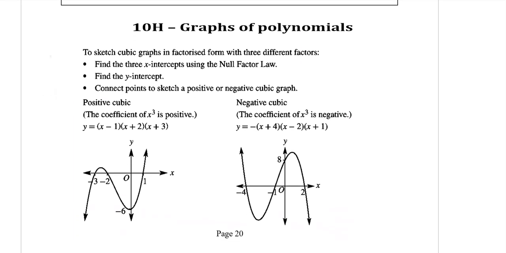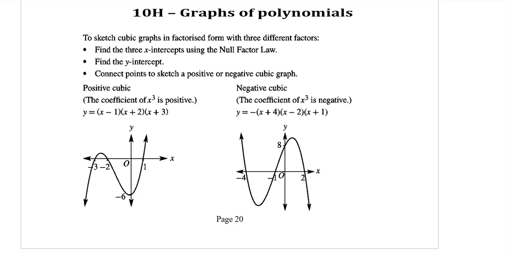Let's look at graphing polynomials now. To sketch cubic graphs in factored form with 3 different factors, we are going to find all 3 x-intercepts, and we'll use null factor to find out what those are. We will also need to find the y-intercept and then connect the points to sketch the curve going through.